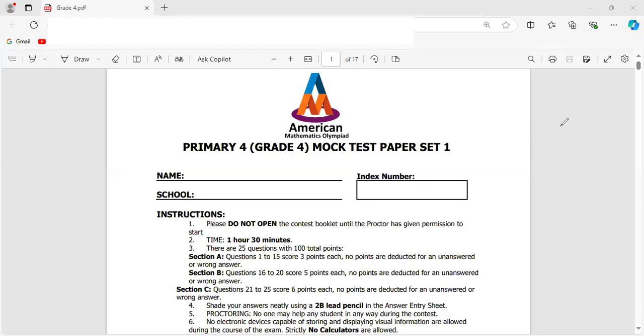Hello friends, today we will be doing the grade 4 or primary 4 AMO paper, which is the American Maths Olympiad paper. It's a mock test paper, set 1. It's generally for 1.5 hours, 1 hour 30 minutes, and there are 25 questions. So let's begin.